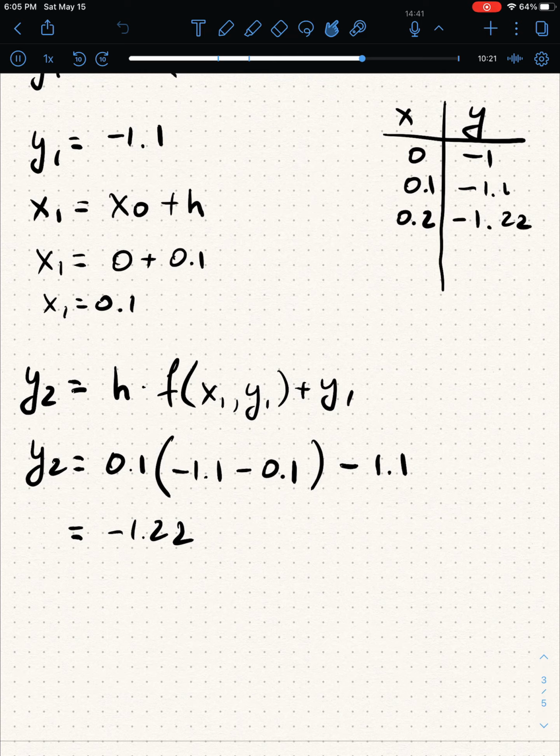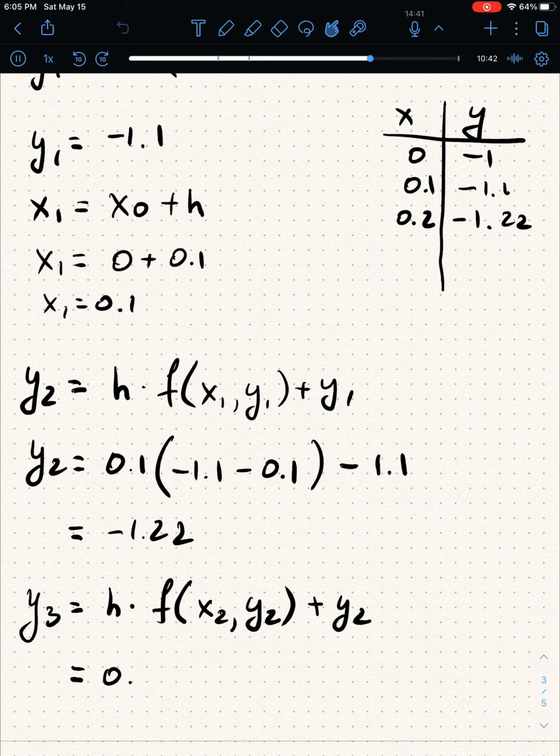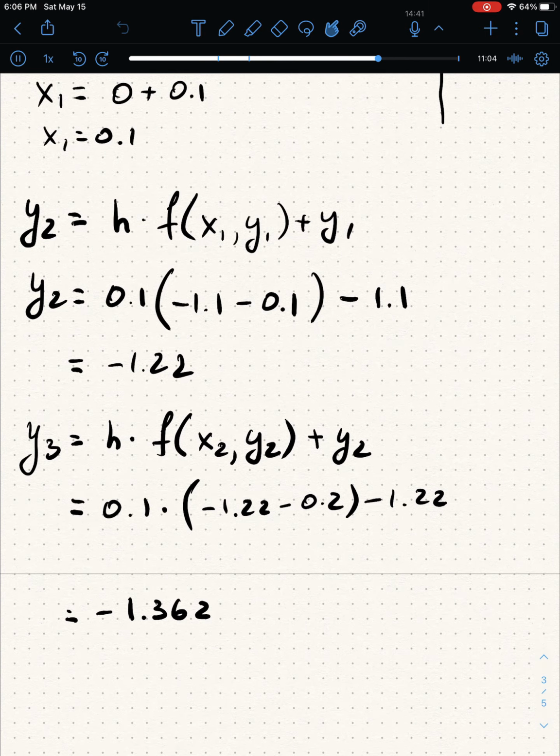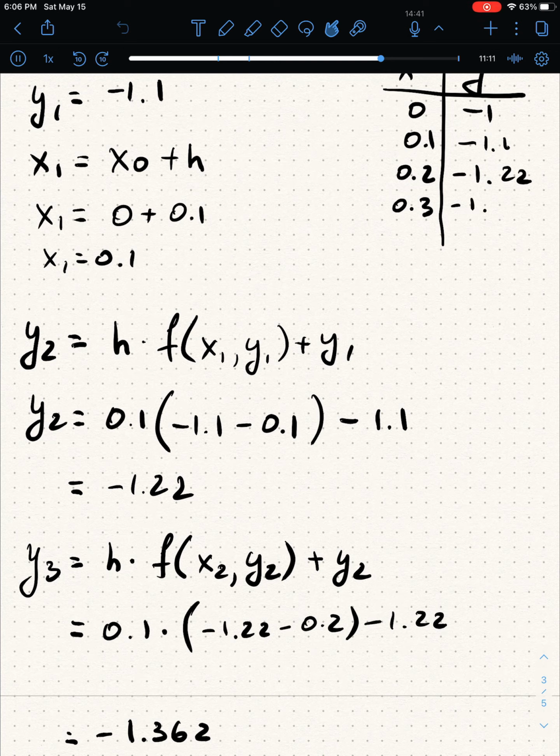Now, if we do the same for y3, we use, again, the previous value of y that we just calculated, h times f of x2, y2 plus y2, which is just 0.1 times negative 1.22 minus 0.2 plus minus 1.22, which, if I plug it in the calculator, I get negative 1.362. If I put it in the table, it would be negative 1.362.